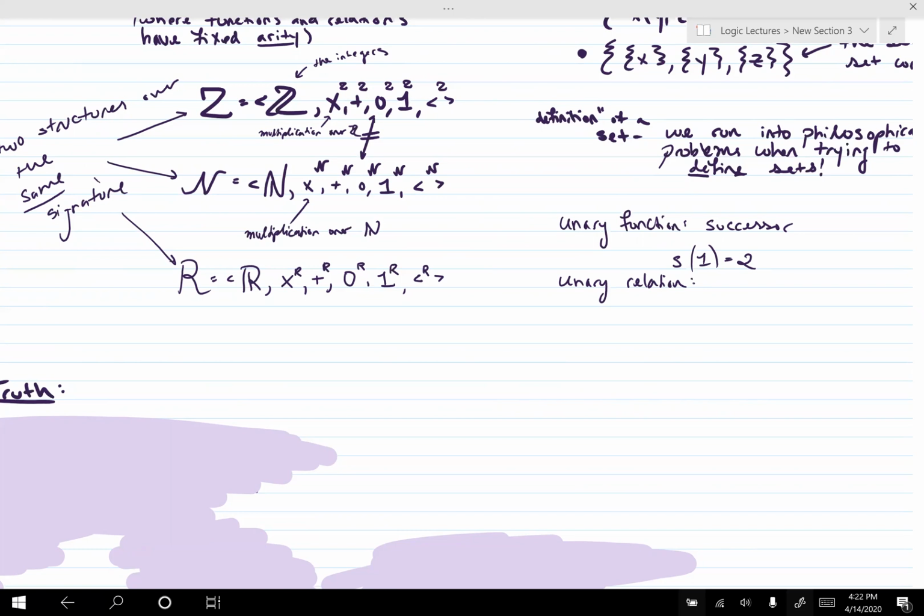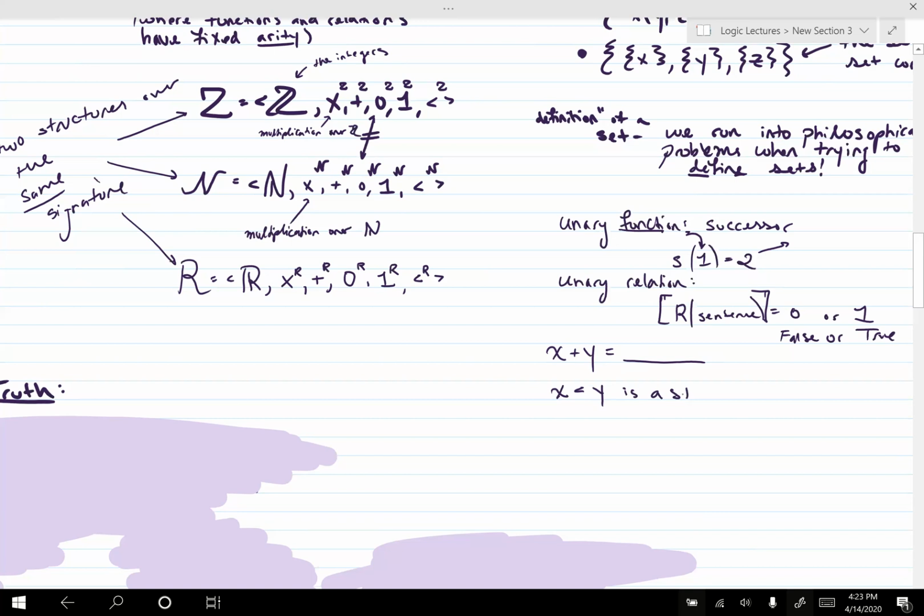I can't think of a unary relation right now. I guess you could take in some statement and give out 0 or 1, or false or true. So in the function case, we take something from our universe and we get out something from our universe. Whereas for a relation, we get the statement of the relation. So there's a difference between x plus y, which gives me some other number, whereas x is less than y is just a statement. And it may or may not be true depending on what x and y are.